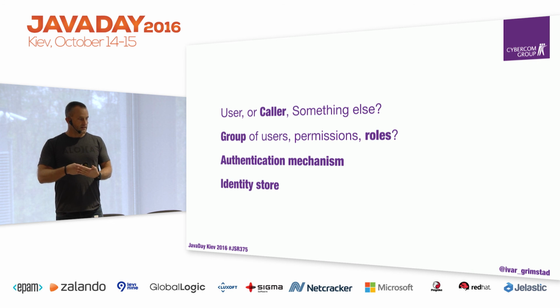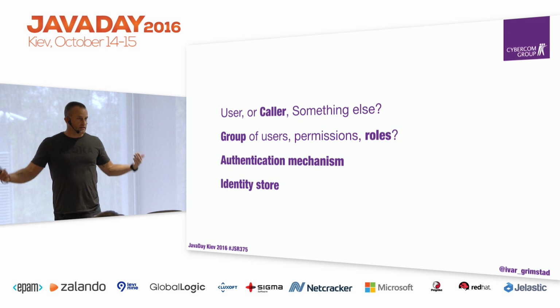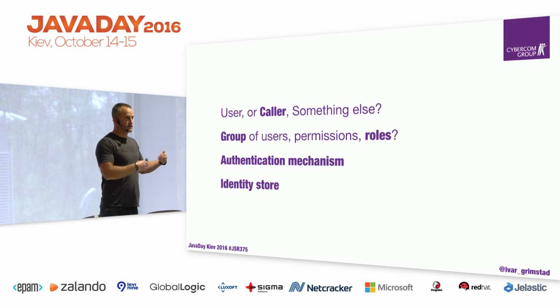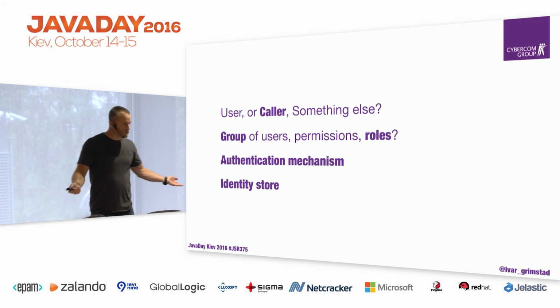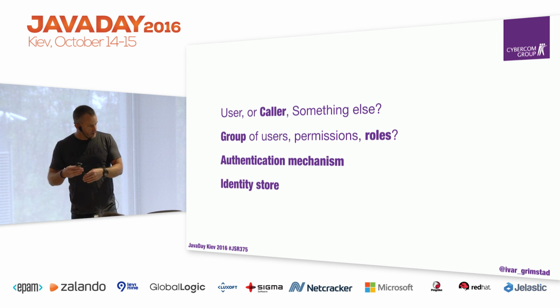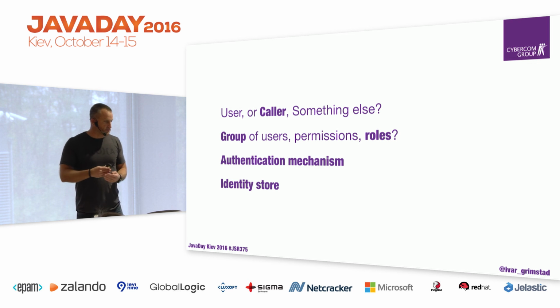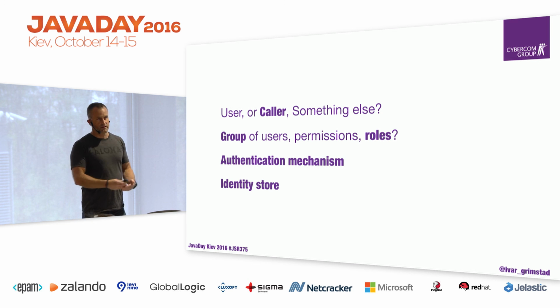Whether you call it a user or caller, maybe it doesn't matter, but it's nice to have something general, so you know what you're talking about, and not call it different things in different places in your application. And is it a group of user permissions? How do you map users to roles and groups and so on? If you look at the application servers today, there are different ways of doing it, and they call it different things everywhere.